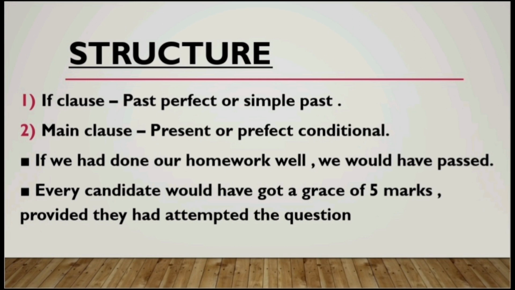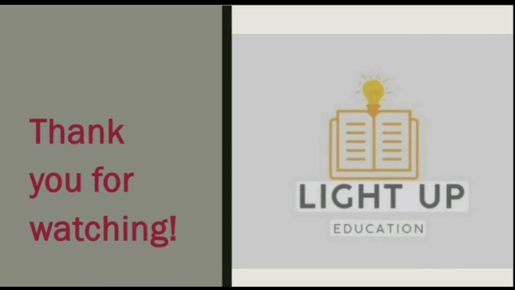The next example is, every candidate would get a grace of 5 marks provided they had attempted the question. It talks about the candidate, right? And the candidate did not get grace of marks because what was the problem? That they did not attempt the question, right? So therefore it talks about an unreal situation and it talks about the result of that unreal situation in the if clause.